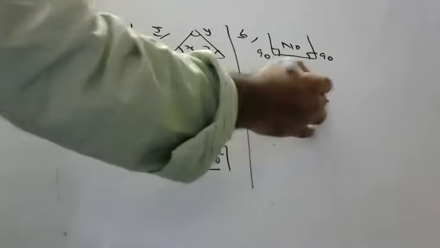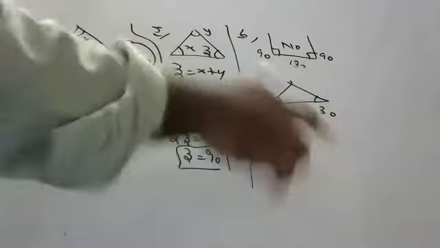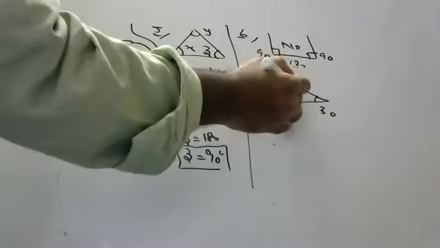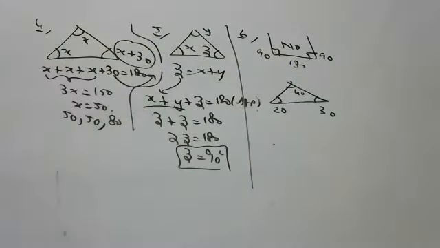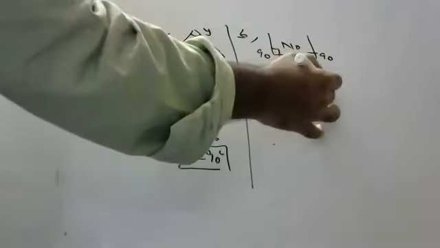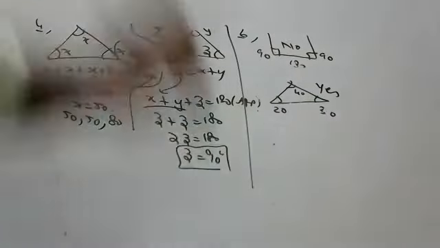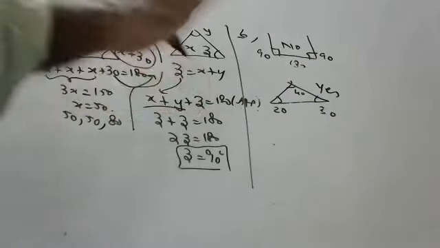This is 20, this is 30. Imagine 20, 30, 50, so this will be 40. Can a triangle have two acute angles? Yes, it is possible. Acute means less than 90. Two acute angles possible means yes, it is possible.